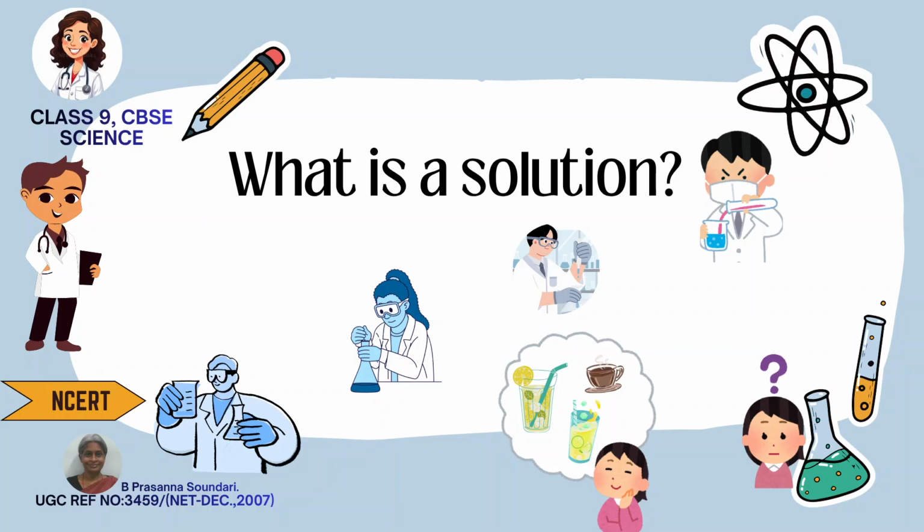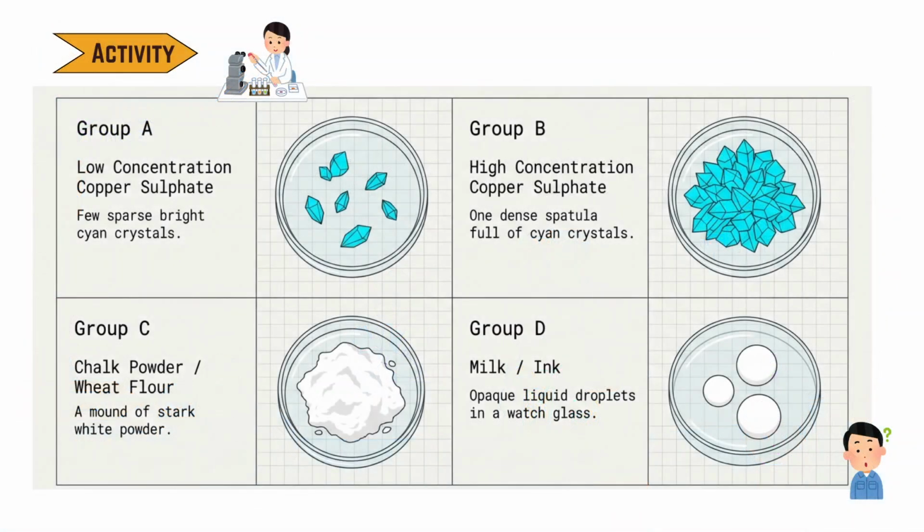What is a solution? Let's consider an activity. Divide the class into 4 groups A, B, C, and D. Distribute the following samples to each group. Few crystals of copper sulfate to group A, one spatula full of copper sulfate to group B, chalk powder or wheat flour to group C, few drops of milk or ink to group D.